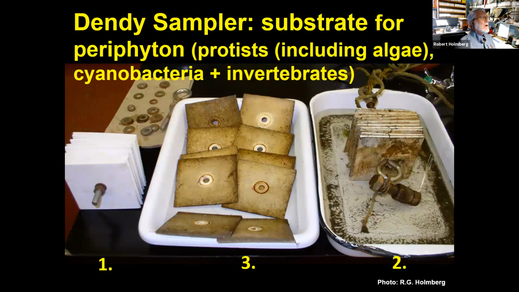This is another habitat thing. It's called a Dendy Sampler. If we look on the left-hand side, there are squares of plastic that are held together by a bolt and a nut and some washers to separate them.